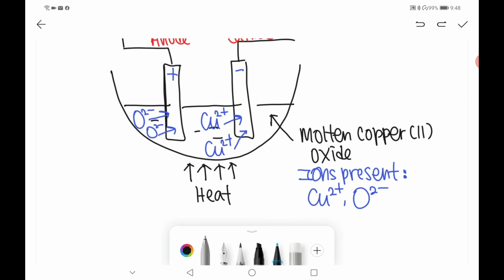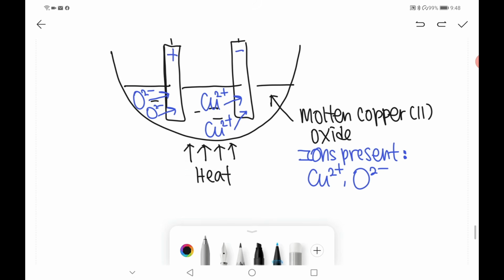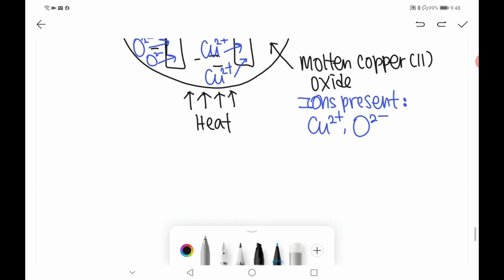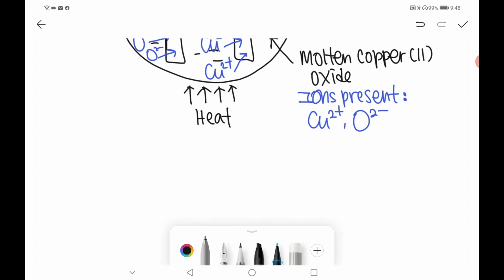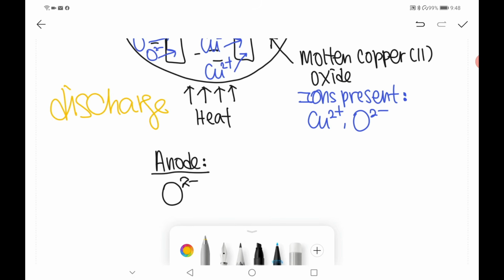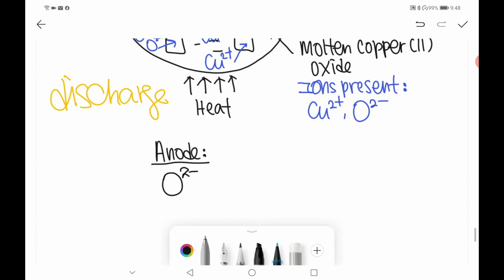Okay. So now after we know where they go, we need to write the half equation. Let's start with the anode. Who comes to the anode? O2-. So our anode, we have O2- come over. What is the purpose of O2- coming over? Remember, in electrolysis, all the ions go to the anode or cathode with one purpose only: they want to be discharged. Discharge means they want to throw the charge away to become neutral.